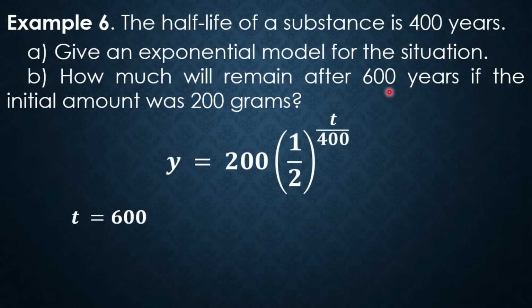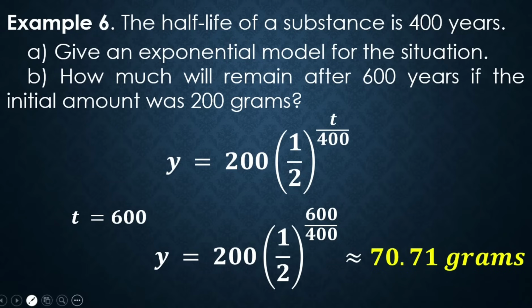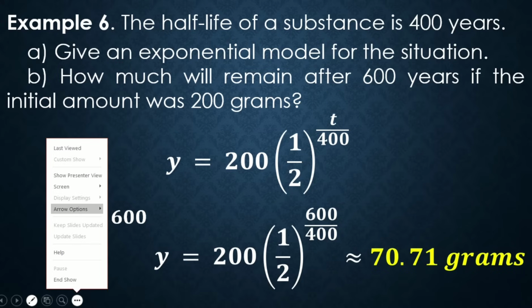So, t is equal to 600, substitute lang natin sa exponential model natin na y is equal to 200 times 1 half raised to t over 400, and that will become y is equal to 200 times 1 half raised to 600 over 400. That is equivalent to 70.71 grams. Okay? You can use your calculator.